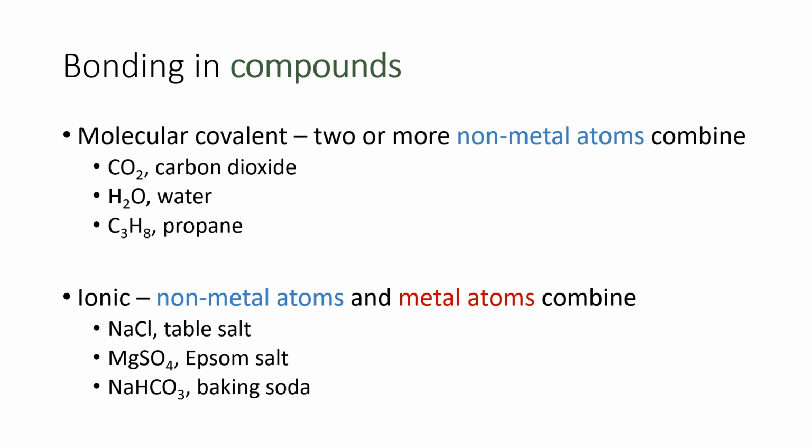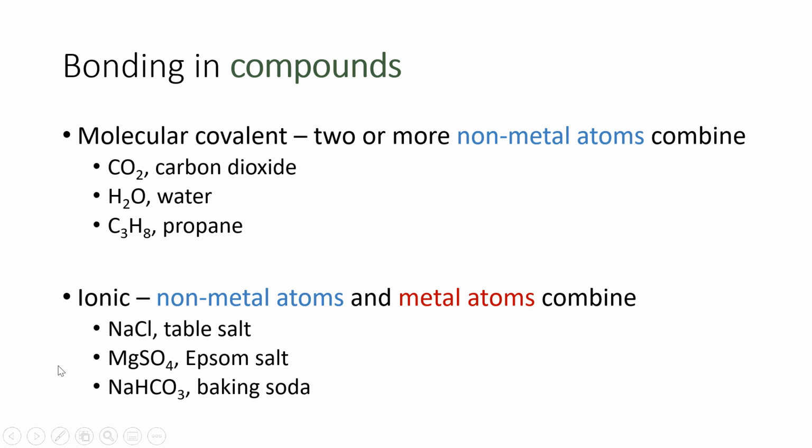So some examples of that would be like table salt. This is what you put on your food, is sodium, which is a metal, and chlorine, which is a nonmetal. Epsom salt is made of magnesium, sulfur, and oxygen. So we've got a metal plus some nonmetals. Baking soda has metals and nonmetals.